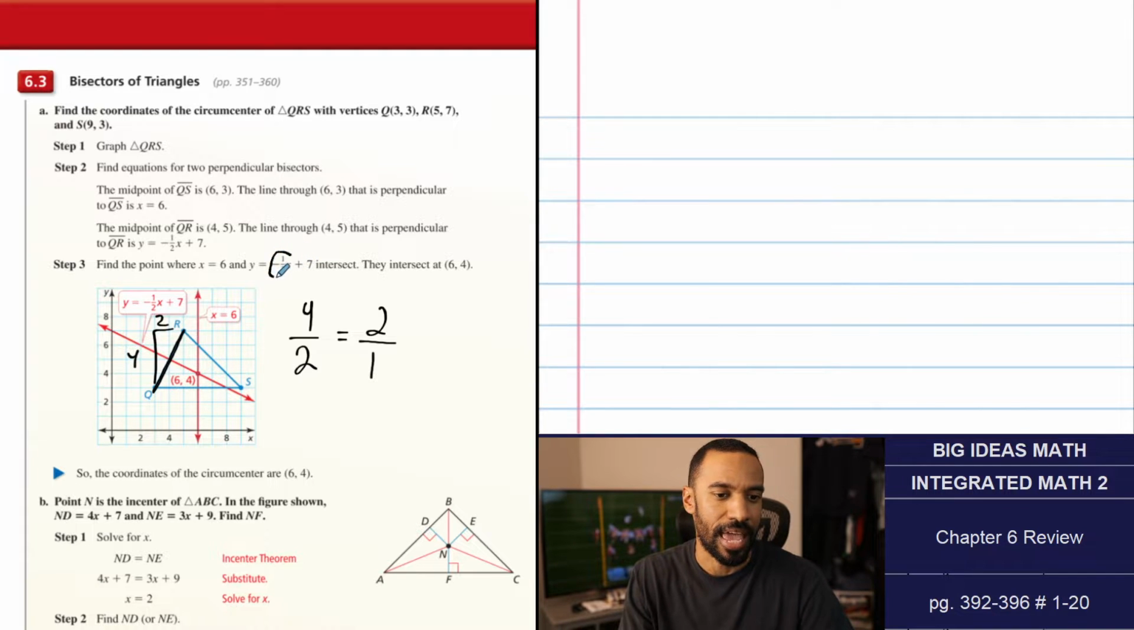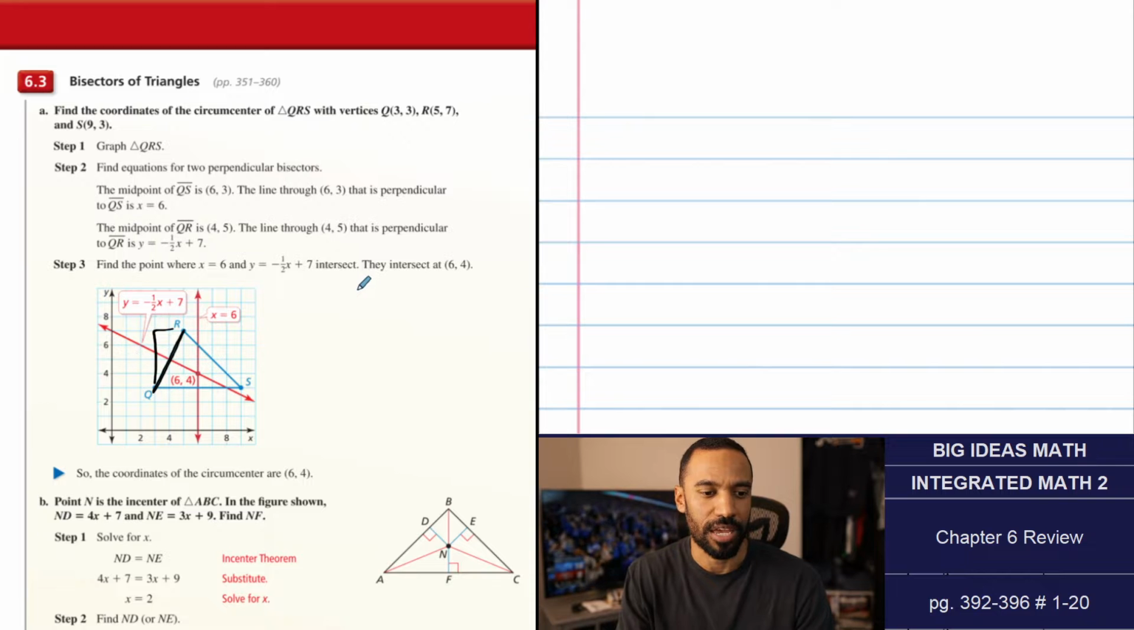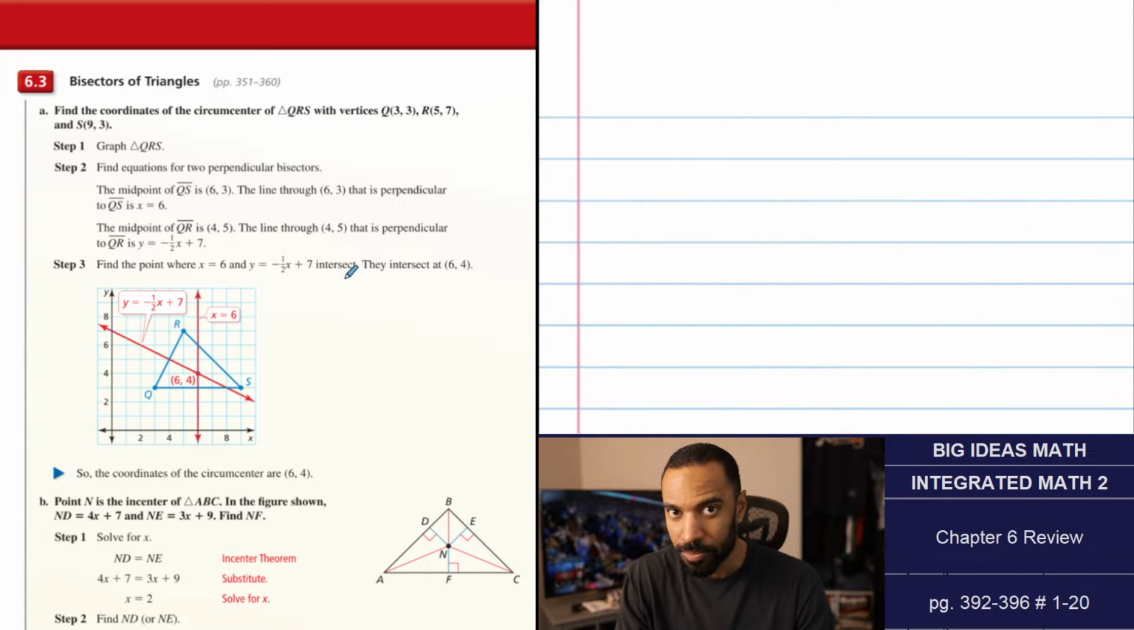That's why they're showing this negative 1/2 x plus 7 kind of equation. That slope, down 1, right 2, down 1, right 2, down 1, right 2, that's the opposite reciprocal slope that makes this a perpendicular line. So that's what we're going to do, guys. We're going to come up with perpendicular lines through the midpoints of segments. That gets us perpendicular bisectors.